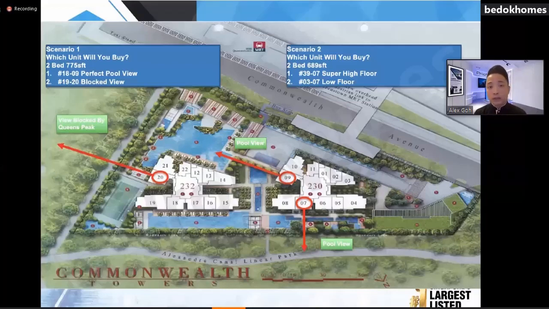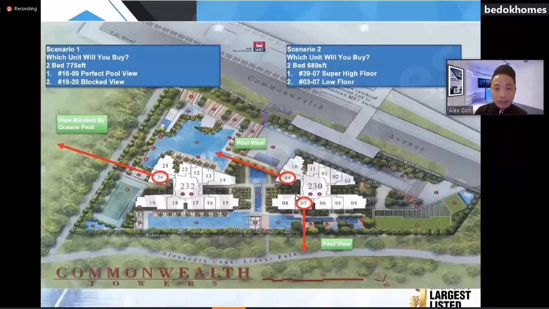I'm going to show you this Commonwealth Tower. You look at this, 1809, which is this stack. You can see my cursor, facing the nice pool view, which is considered a good stack, versus this stack 20, facing Queen's Peak, which means you are facing directly into Queen's Peak. You can't see anything. Okay. In fact, when I ask all my clients, between these two, which one will you choose if you are a buyer? 99% choose stack 9.